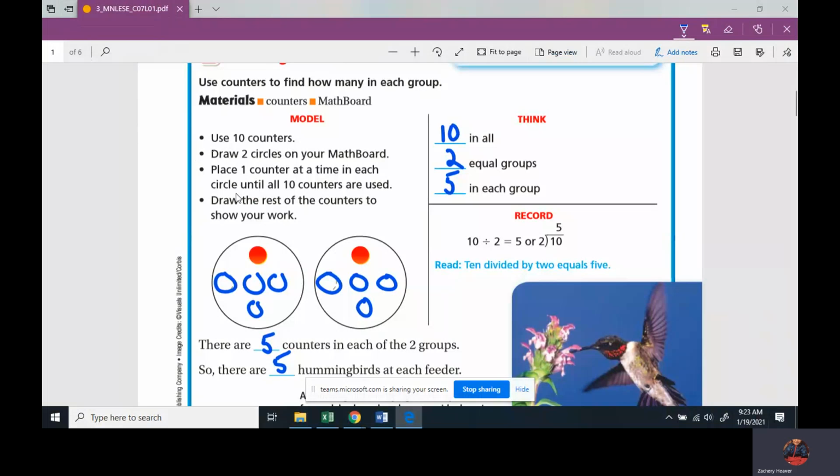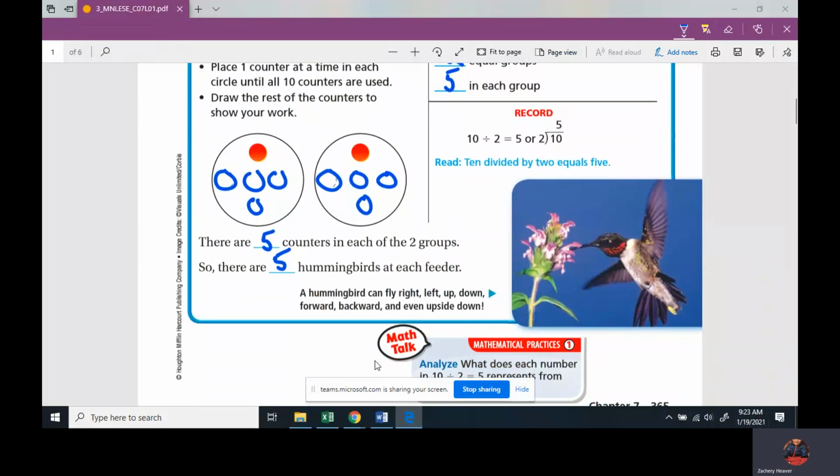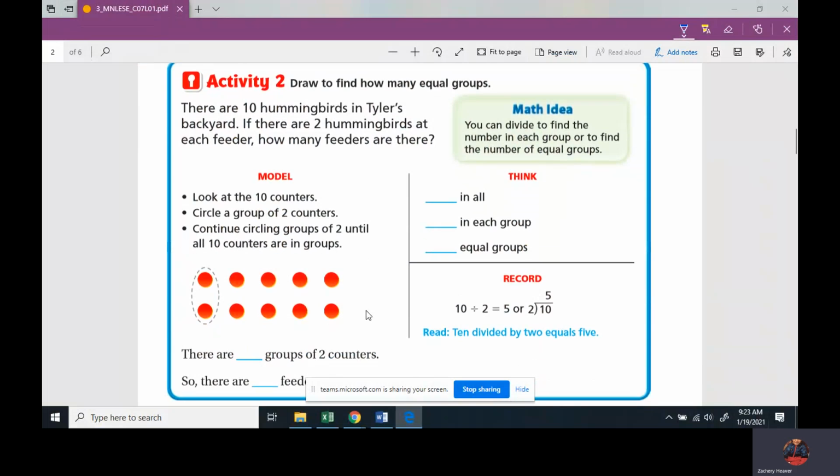If I say what's the product, it's the answer to a multiplication. If I say what's the sum, that's the answer to an addition problem. What's the difference? The difference is the answer to a subtraction problem.